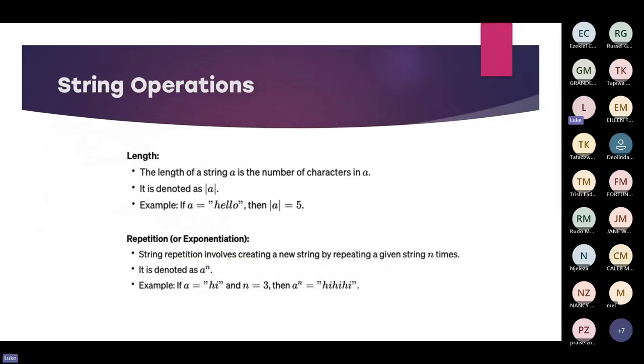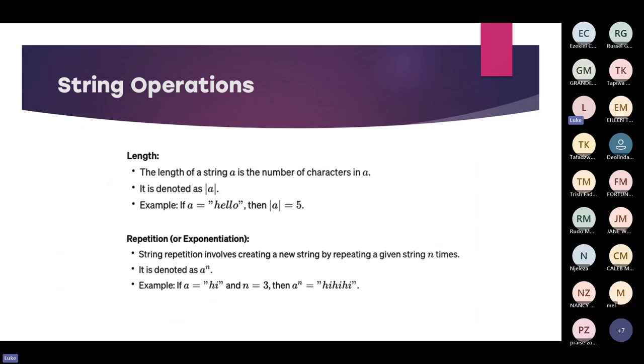Right. Moving forward with the string operations, we have what we call string length. The length of a string A is the number of characters in A. The length of a string is denoted by two straight lines, like the modulo signs. For example, if A is equal to yellow, then the length of yellow is equal to 5.